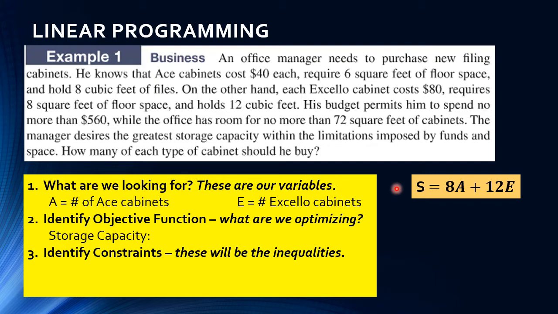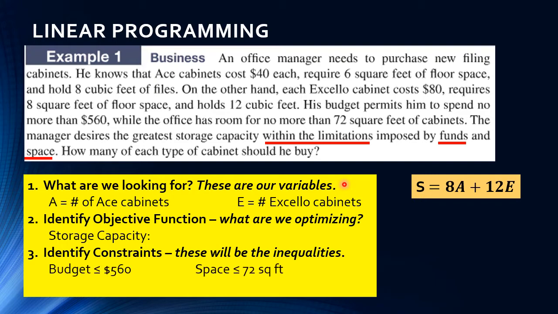Next, we're going to identify the constraints. Constraints are limitations that we have, and this is very common. We can see that his budget permits him to spend no more than $560. Cost is always a constraint everywhere. And the room has no more than 72 square feet of cabinets. So we have two constraints: one about the amount of money we can spend, where we know how much each costs, and one about how much floor space we have, where we know how much space each takes up. It even tells you here in this last sentence that our constraint or limitation is money and space.